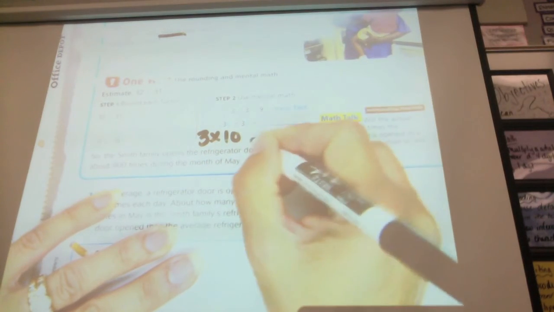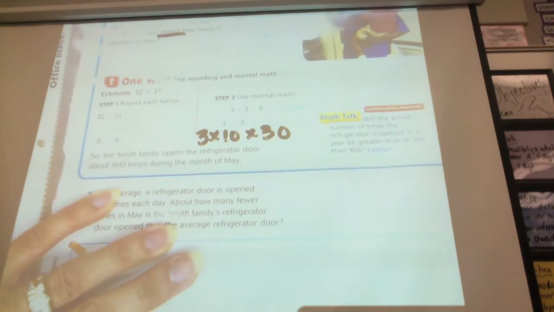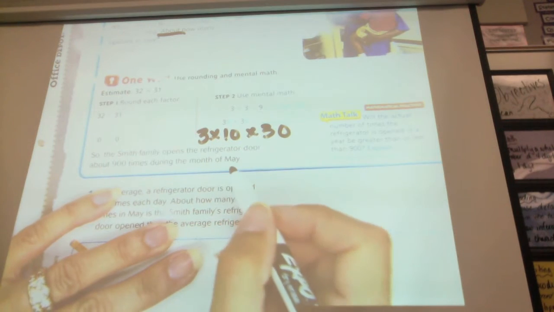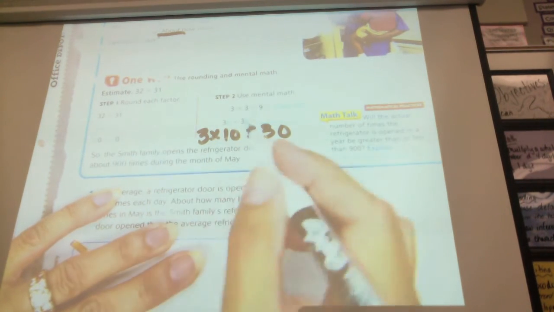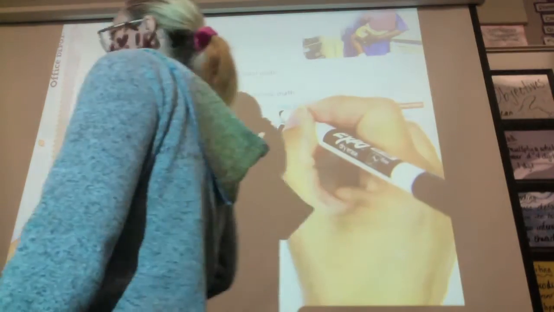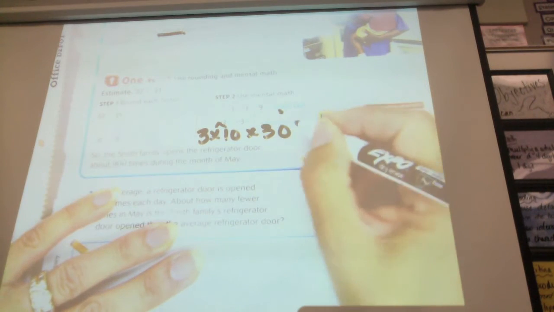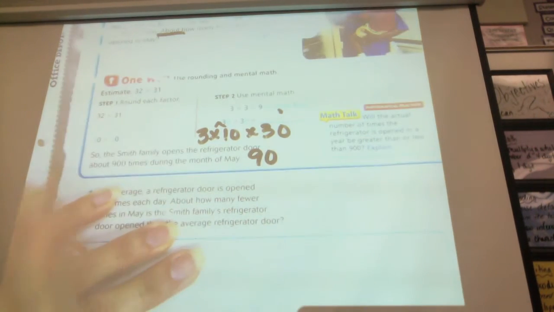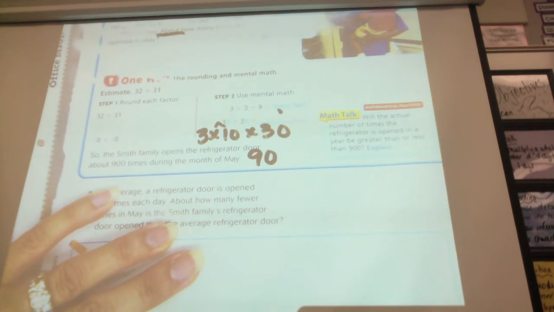3 times 10 times 30. There you go. What is 3 times 10? 30. So this is just another way of writing this one. 3 times 10 times 30. Now we can do 3 times 30, and we know that that's what? 90. And now we have 90 tens, and 90 tens equals how much?